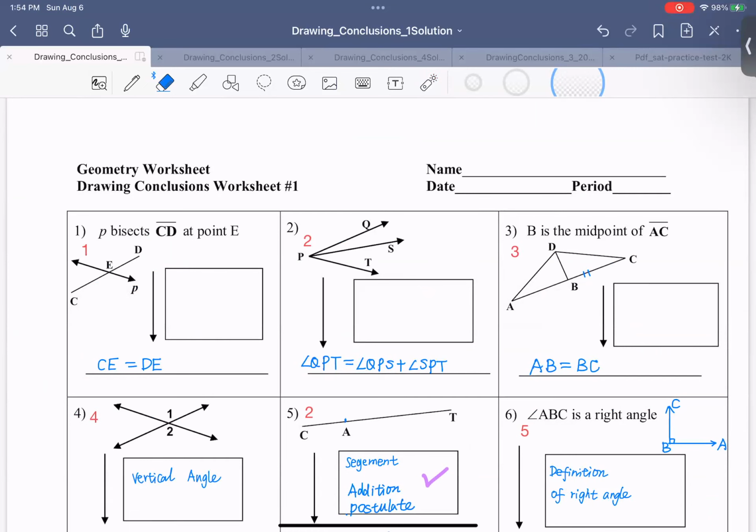So let's go here. Let's see Haiti. Let's give it a try. So what are the theorem names for you to put over here? Definition of segment bisector. Very good. How about this? Angle addition postulate. Yes, angle addition postulate. Excellent. And then for the one here? Definition of midpoint. Very good. That's pretty good.